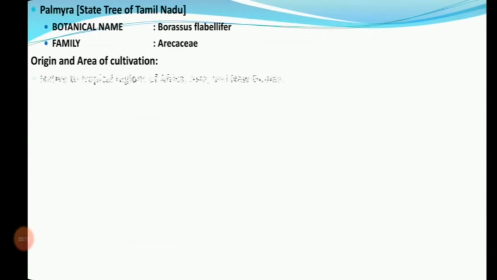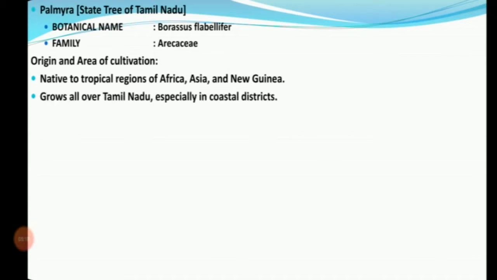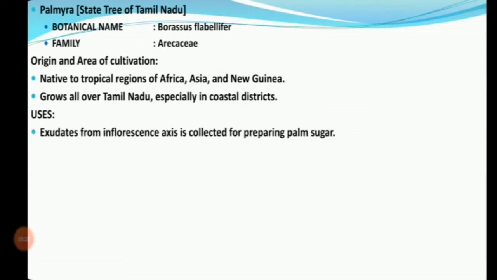Yes. This is the origin and area of cultivation. It is mainly native to tropical regions of Africa, Asia and New Guinea. The palmyra tree grows all over Tamil Nadu, especially in coastal districts. The exudate from the inflorescence axis is collected for preparing palm sugar. Palm sugar is nothing but a brown colored sugar.